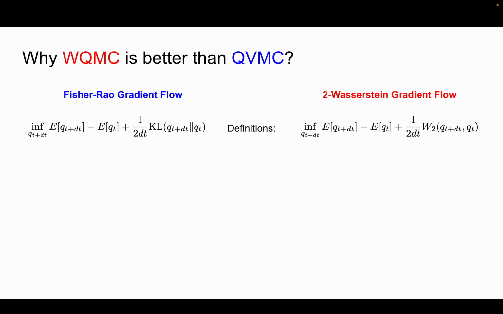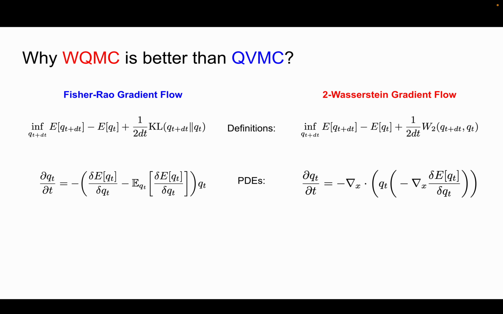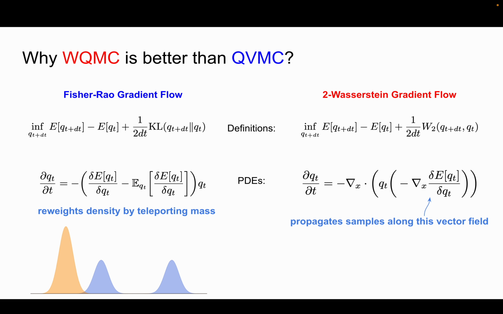To summarize, we consider different gradient flows with different notions of proximity, the KL divergence and Wasserstein 2 distance. These different notions of proximity result in different partial differential equations, minimizing the energy. One teleports mass, as I've shown you before, and another actually transports samples along this vector field. And we believe this is beneficial for the Markov chain Monte Carlo step, because it's easier to update samples once we change the density by transporting mass.